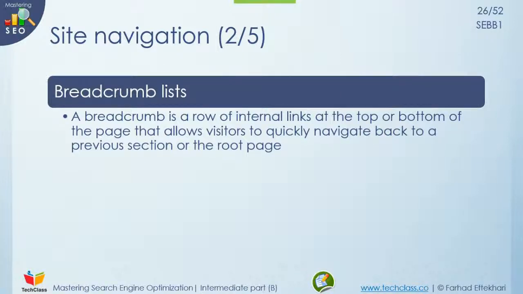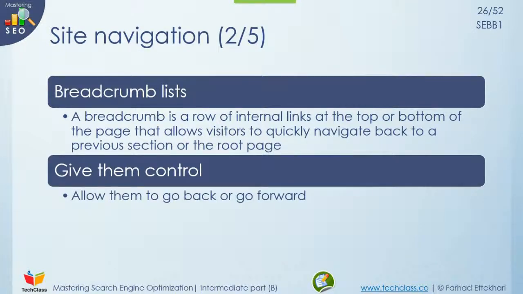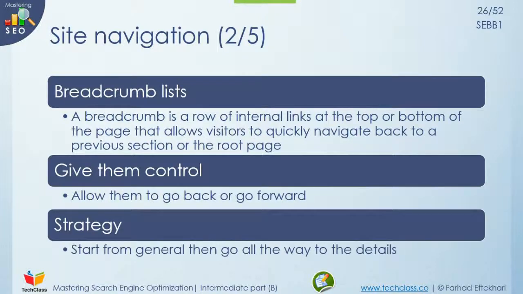Imagine you go to an article, and on top of the page there is the article name, and then on the left side there is the category of articles, and to the left of that is the articles section, and then to the left of that is the home page. They call this a breadcrumb, and in a well-written order, both visitors and crawlers can find their way from that page to other parts, especially upper-level links as well. Give them control, allow them to go back and go forward. Don't make them stuck somewhere.